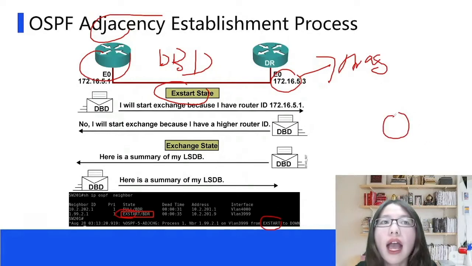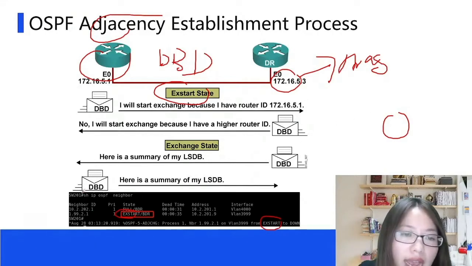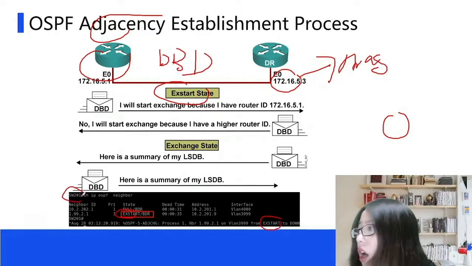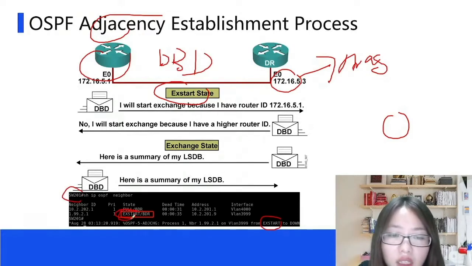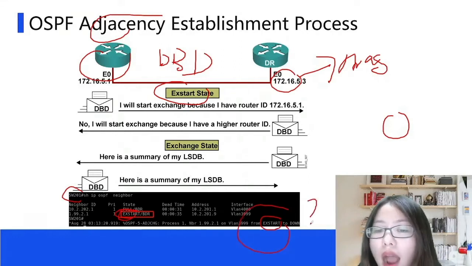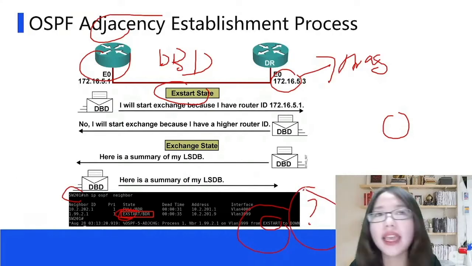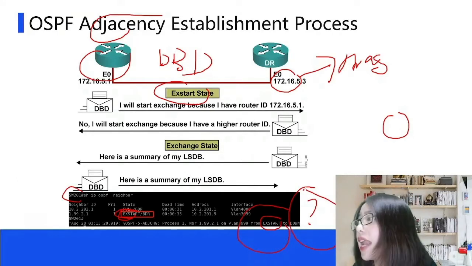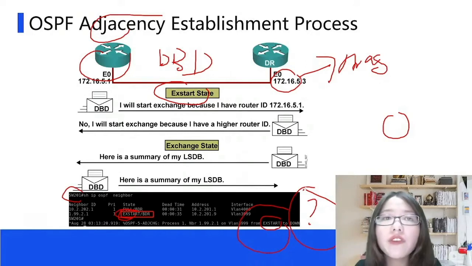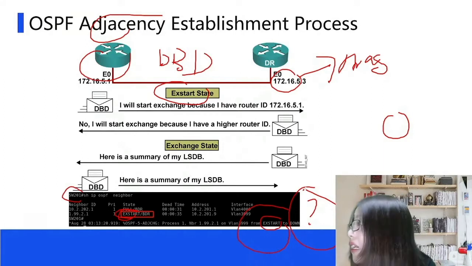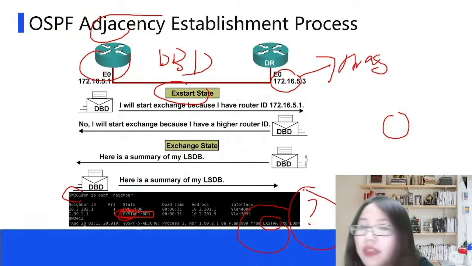Does anyone know why the device switch 2 or 0 is in the ExStart state? Does anyone know the reason why? If you know the answer, you can reply or comment below. If you don't know the answer, you can reply 0 in the comment area, because this question is about the CCIE lab exam. So does anyone know the answer?